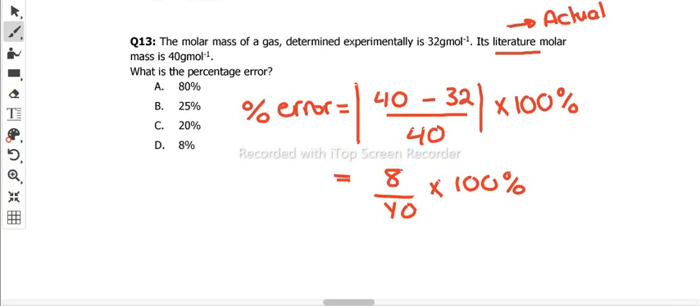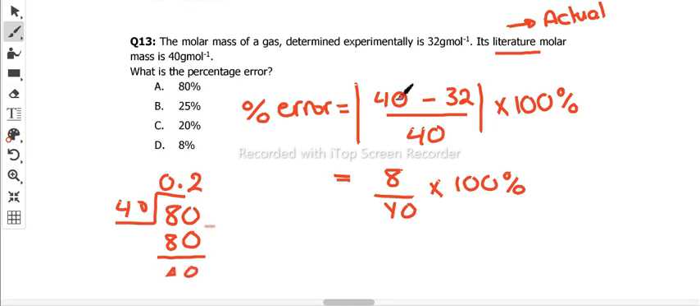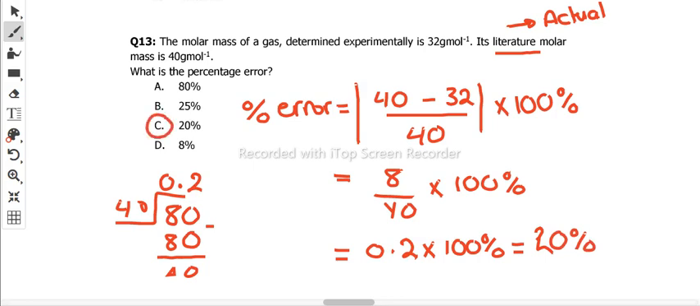Going through the long division part, so 8 divided over 40. You cannot divide, so you're going to add a 0 and you're going to add a decimal. 40 times 2 is 80. And your remainder after subtracting is 0. So here, it will be 0.2 as a final answer, multiplied by 100. And your final answer is 20%. So you're going to circle the 20%.